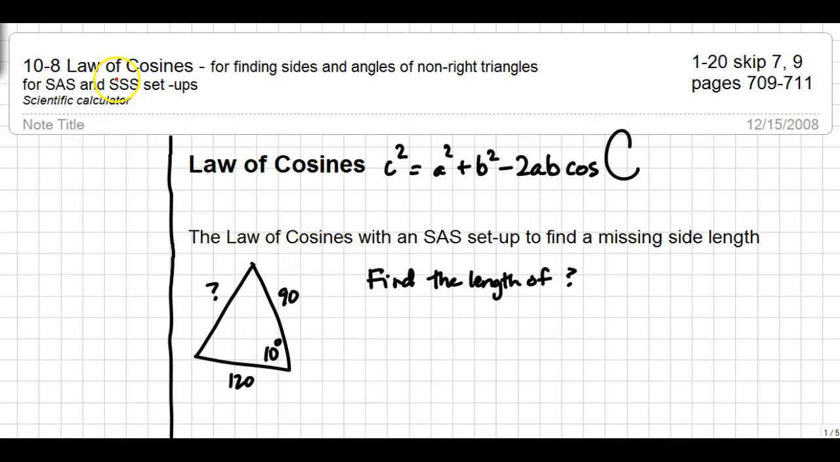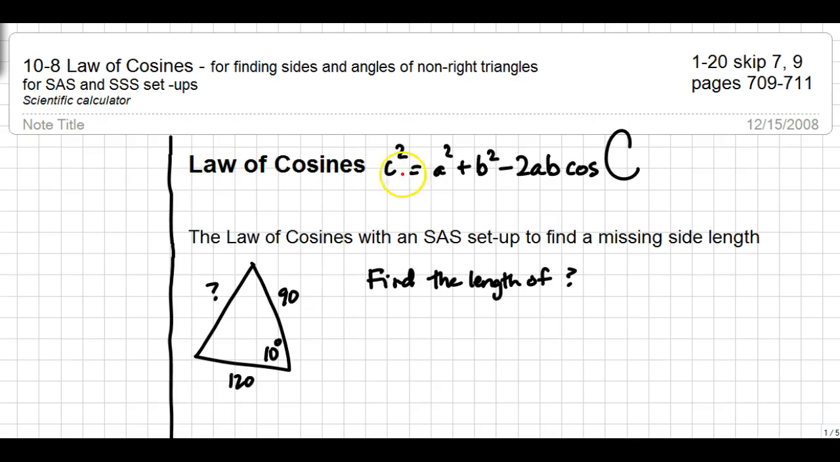If the triangle has all three sides given, side, side, side, then you're also going to use the law of cosines. If it's not an SAS setup or an SSS setup, then you should go back and use the law of sines, the one from the previous lesson. So only in these two instances will you use this one for non-right triangles. For everything else, you're going to use the law of sines.